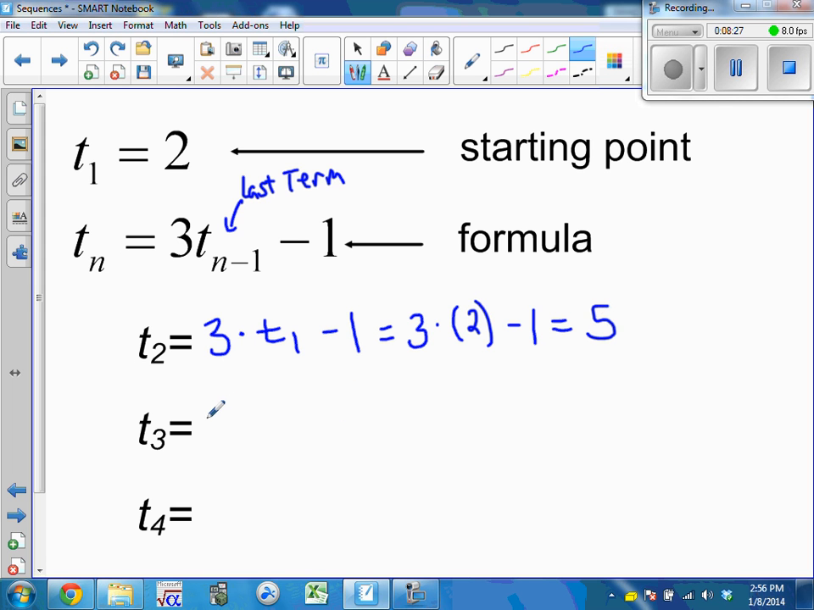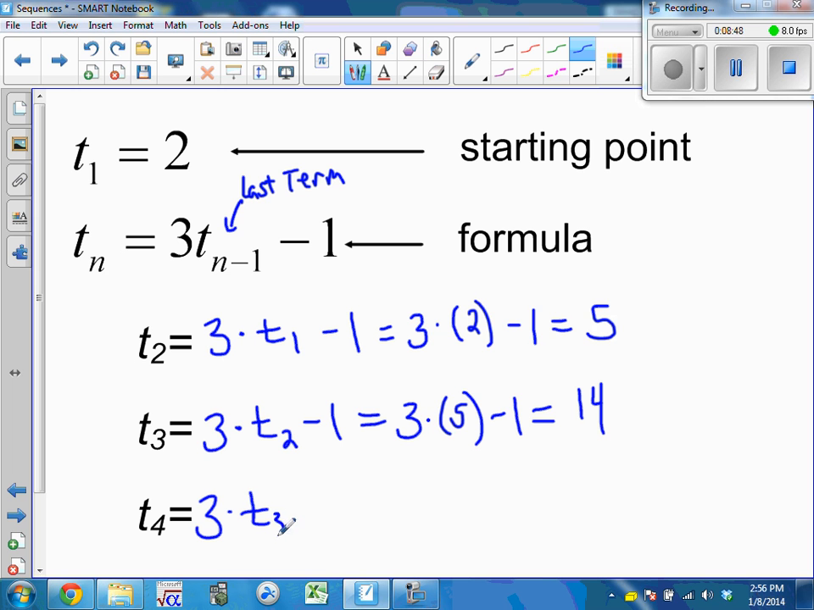My third term is 3 times the last term, which is t sub 2. And t sub 2 was 5, so this is 3 times 5 minus 1, which is 14. And my fourth term is 3 times t sub 3 minus 1, which is 3 times 14, that's my third term, minus 1. And 3 times 14 is 42, minus 1 is 41.